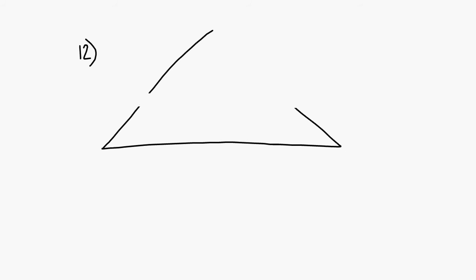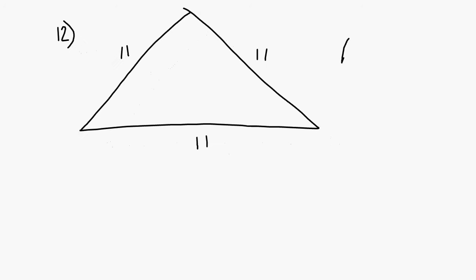Piece of art is in the shape of an equilateral triangle. Equilateral triangle. Sides of 11. So all these sides are 11. Find the area of the piece of art. Round your answer to the nearest tenth. So you're trying to find the area of a triangle. Area of a triangle equals 0.5 times the base times the height. You can use this 11 as the base, but in this case you don't have the height.